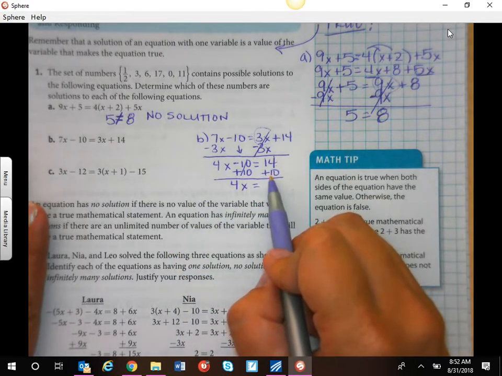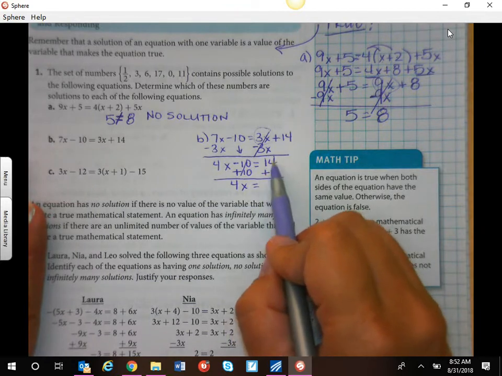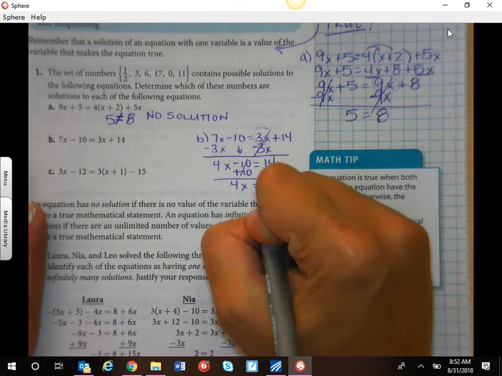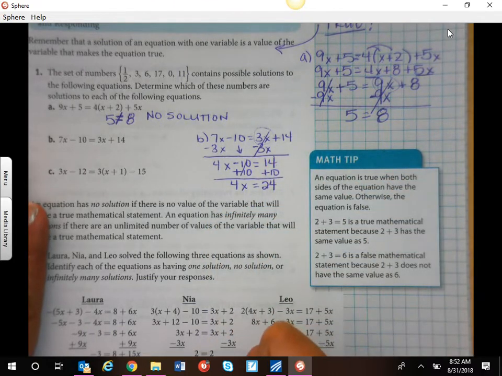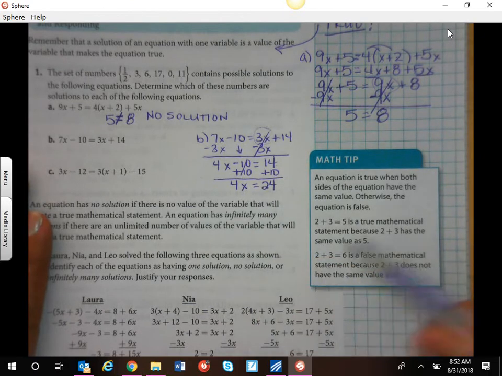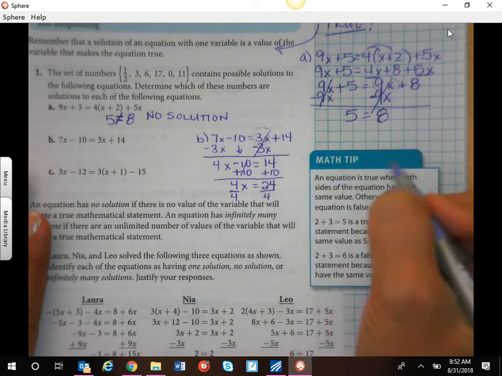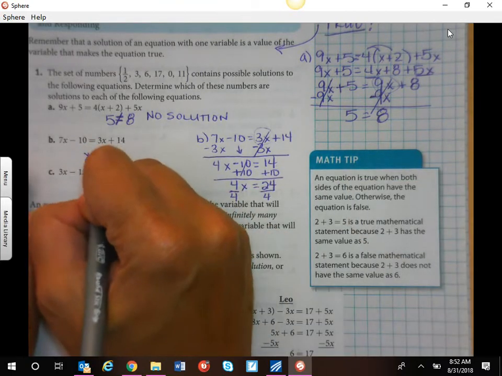I'm looking at a lot of people's papers, and they're writing plus and then they end up subtracting for some reason. So this is not 4, this is 24. I'm seeing you writing the steps correctly, but you need to make sure you do what you write. Inverse of multiply is divide, I get x equals 6.